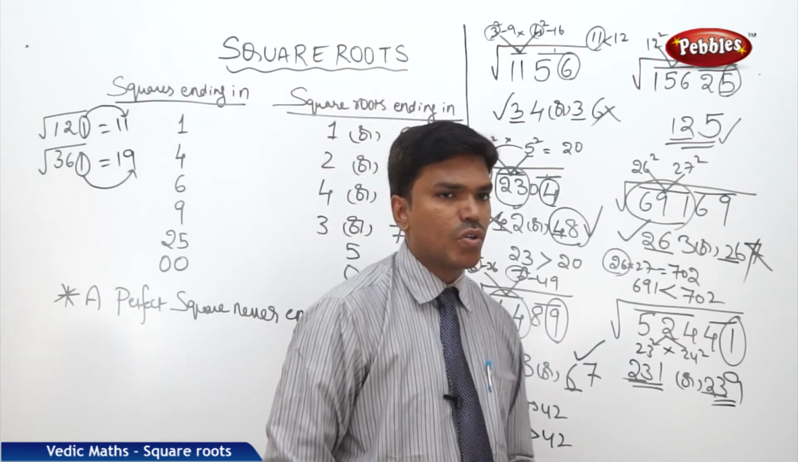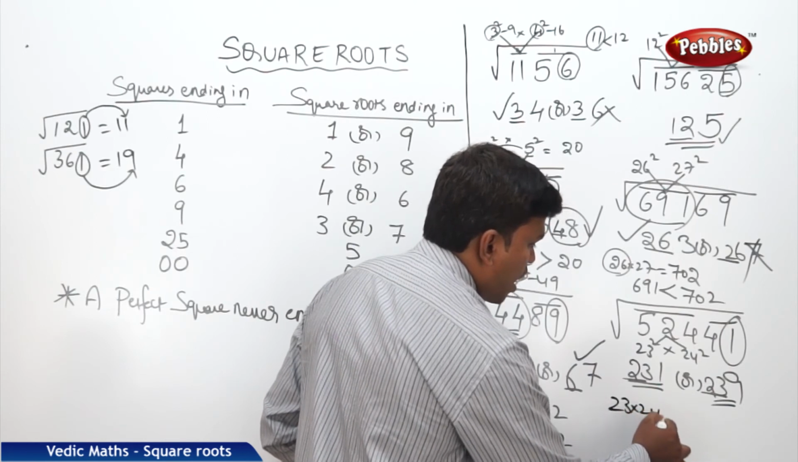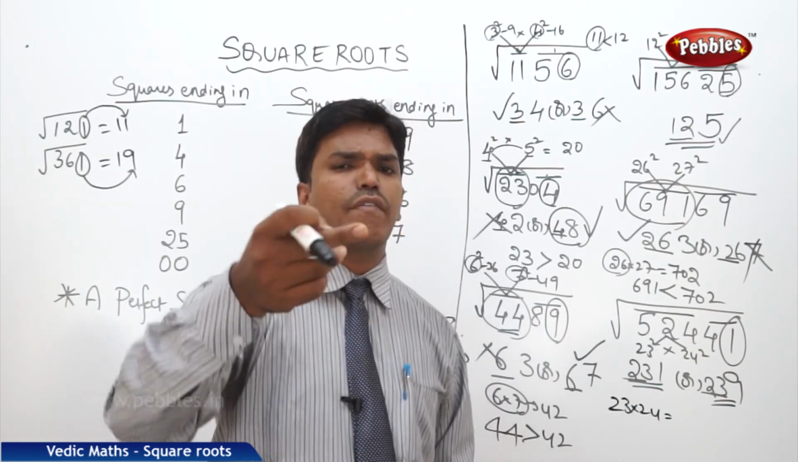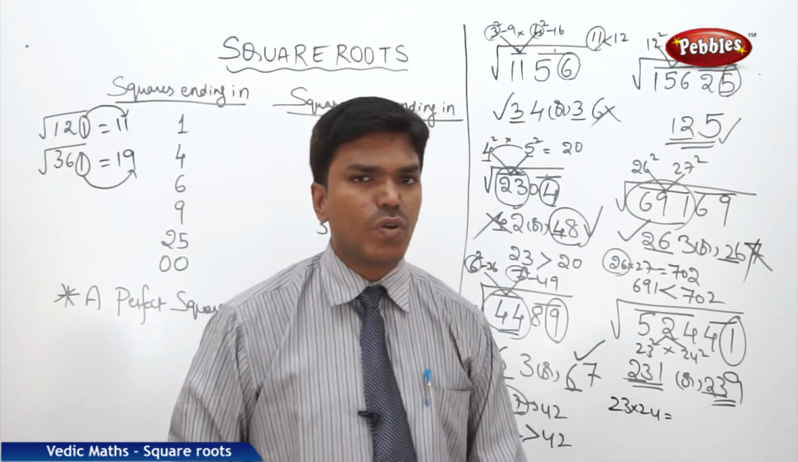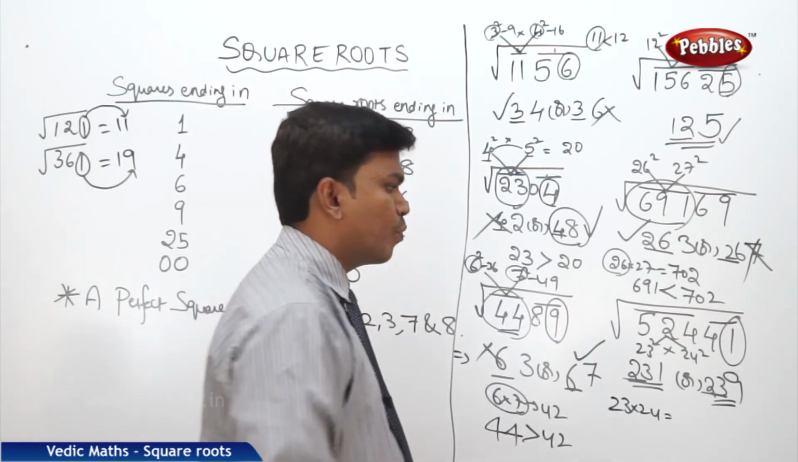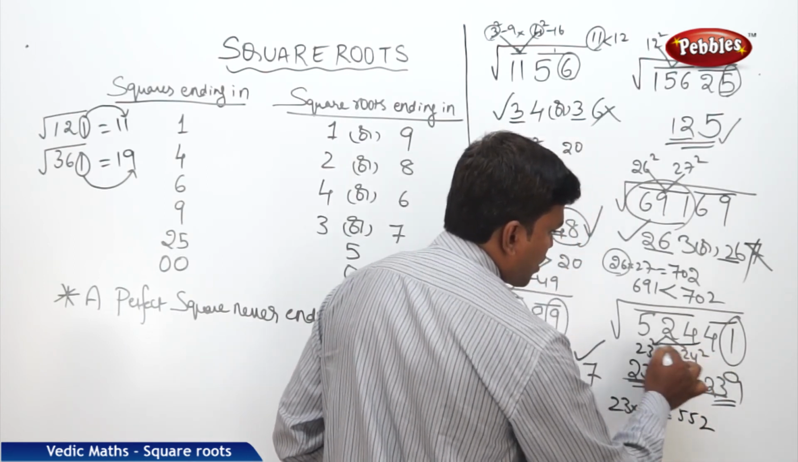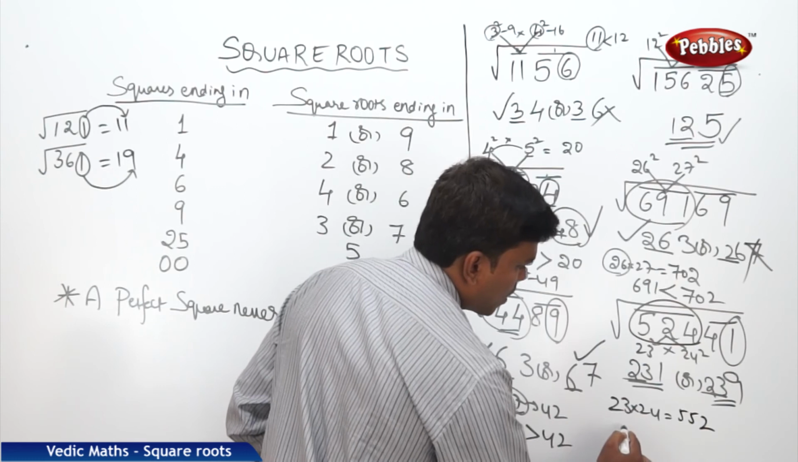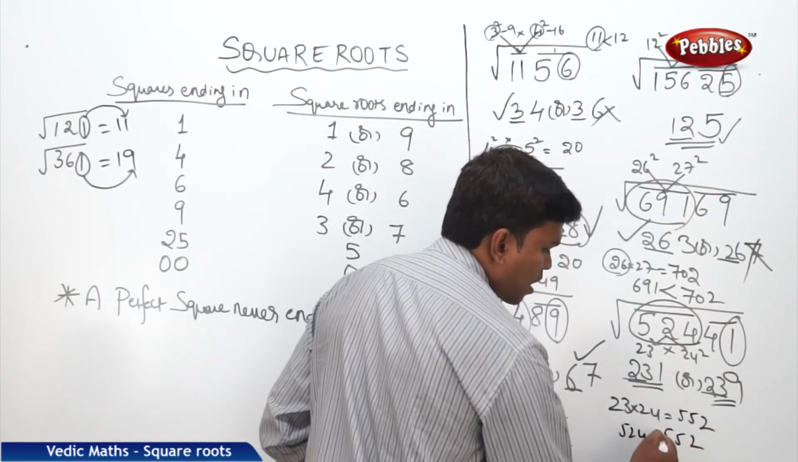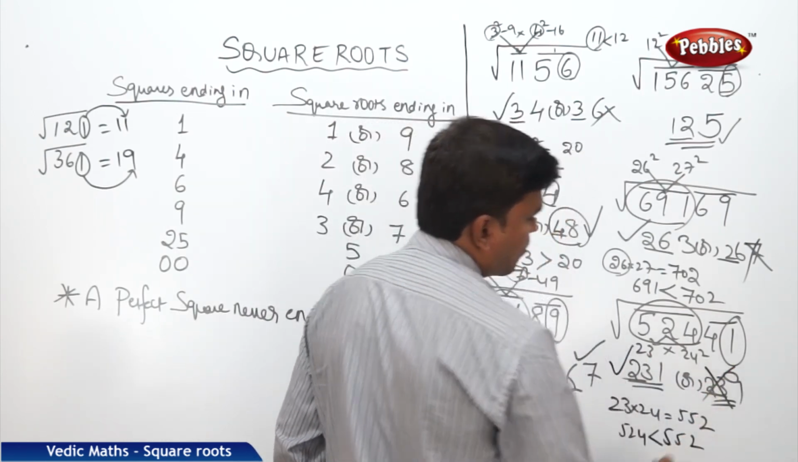How much? I know already 23 square. See how to find out 23 into 24. I know already 23 square is 529. So for 529, just add one more 23 to get 23 into 24. 529 plus 23, it is 552. So 552. Now you compare the second partition number 524 with 552. Is 524 greater than 552 or lesser than 552? Lesser than 552. Obviously my answer is the lesser number, not the higher number.